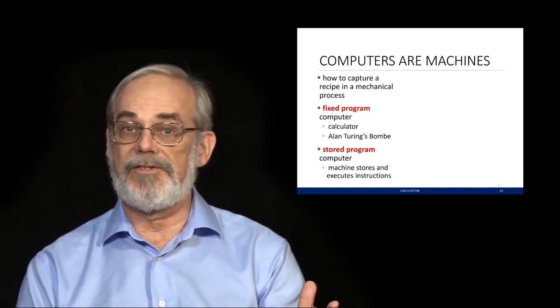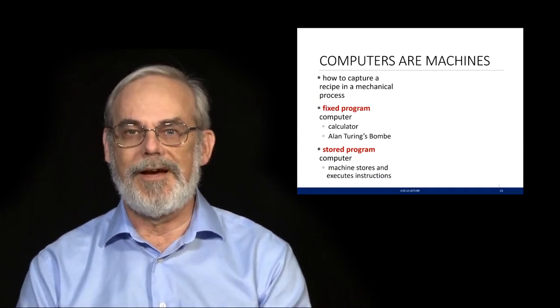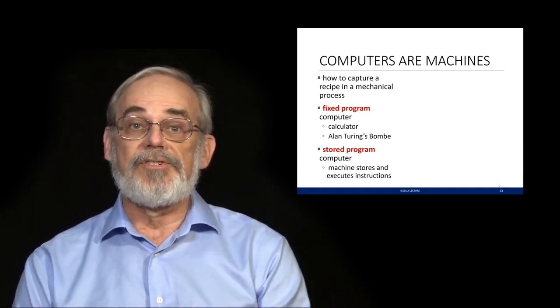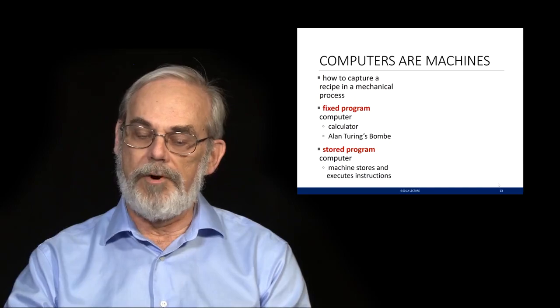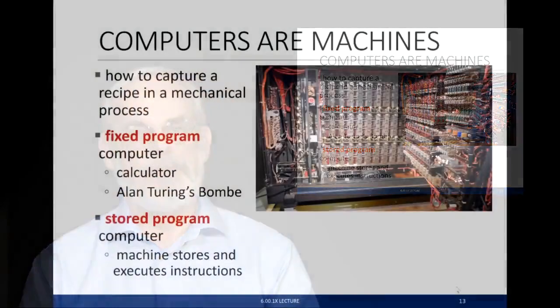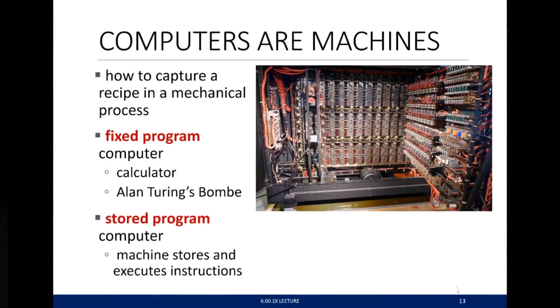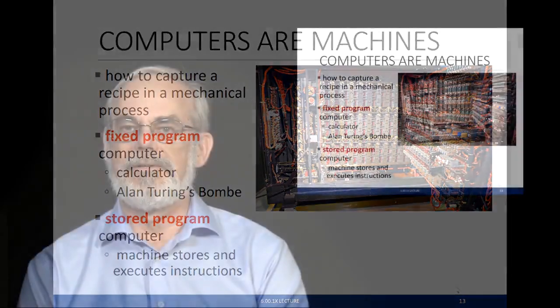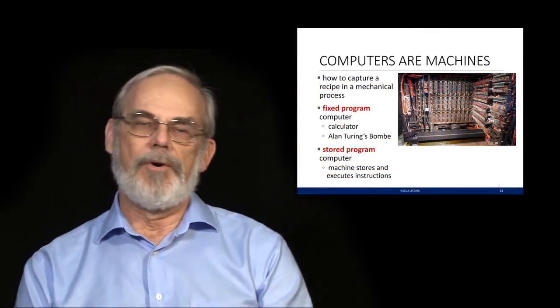If you wanted it to search the web, good luck. Wasn't going to happen. A very famous historical example was Alan Turing's bomb. This was a machine designed during World War II to break German codes for the Enigma machine, and it was designed specifically for that process. It was also built out of devices you don't see anymore, like vacuum tubes and relays, and you can imagine the challenge of building such a machine, but it was designed to be a fixed program computer. That'd be boring if that's all we could do.